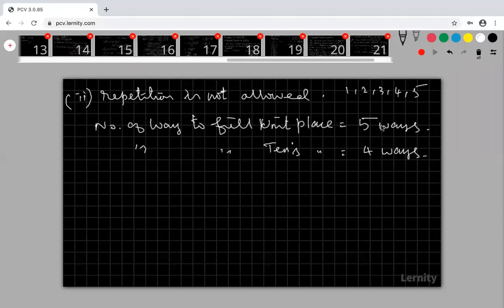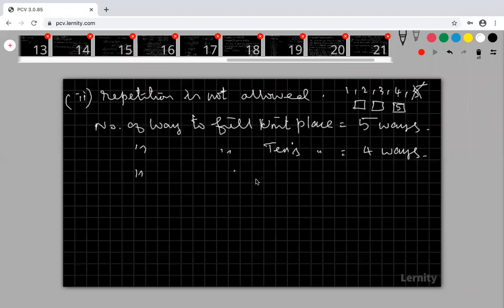Okay, suppose I'm using 1 number in my unit place. Suppose I'm using 5 here. I never use this 5 here and here. I'm using only 1 number, so you reduce that number. Suppose I'm using 5, you reduce this 5. And the remaining 4 numbers I can fill here. I can fill 1, 2, 3, 4. So therefore the total remaining is 4 ways, right?